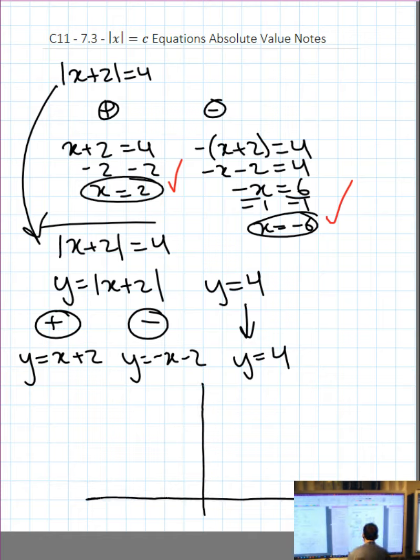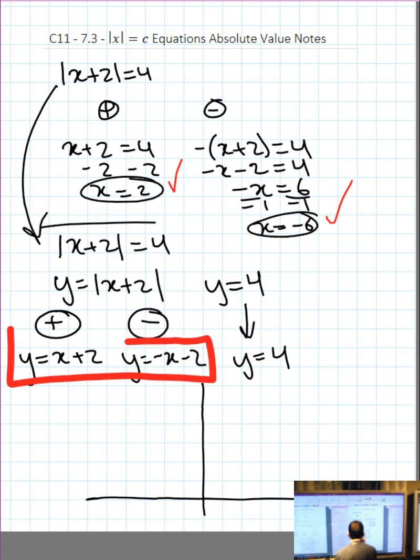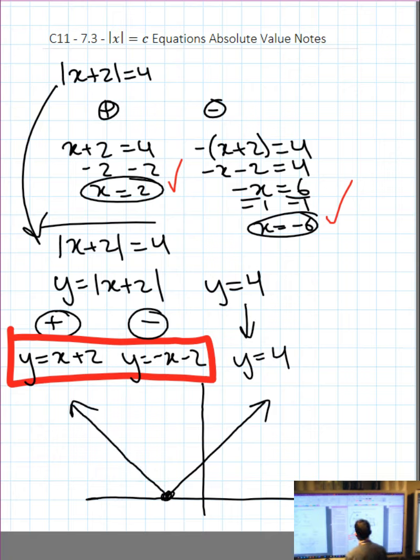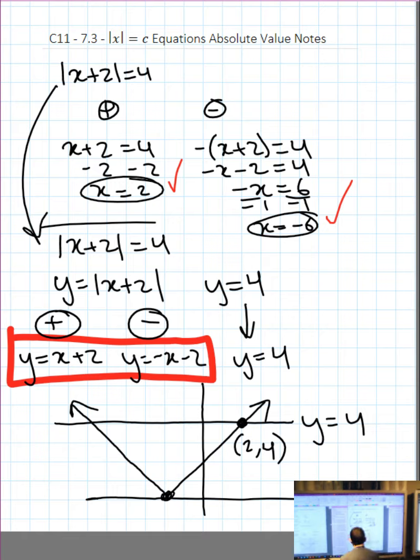So if I draw those, remember I'm going to go very quickly. We just did these 2 equations on the last example. So I'm just going to draw exactly y equals x plus 2, and y equals -x minus 2, all positive, and then the line y equals 4. And what are my intersection values? Well, 2, 4, and -6, 4.